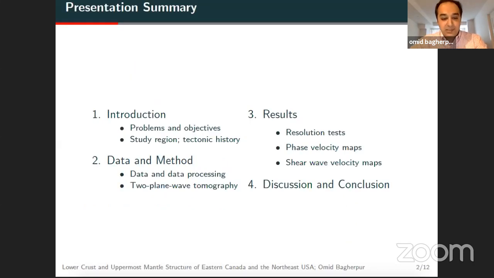I have divided my talk into 4 sections. In the first section, I will introduce you to the main problems and objectives and a little bit of the tectonic history of my region. Next, I will inform you about the data set and the method used in this study. In the third section, you will see some colorful maps and cross sections of the tomography inversions. And finally, I use those results to discuss tectonic implications.